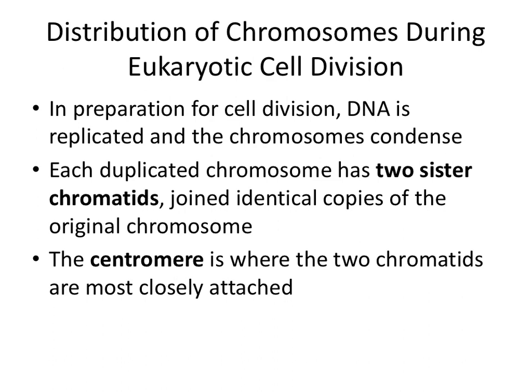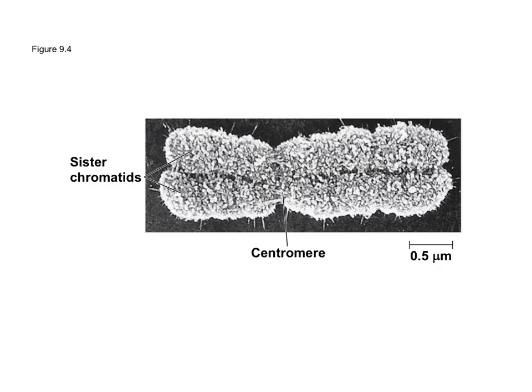So then each duplicated chromosome has 2 sister chromatids, which are joined identical copies of the original chromosome. The centromere is the spot where the two chromatids are most closely attached. This is a great real photograph of a chromosome that's been duplicated. I've got two sister chromatids, one here and one here, and they have identical DNA.